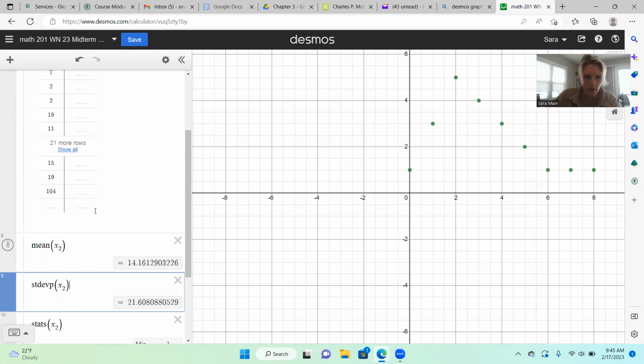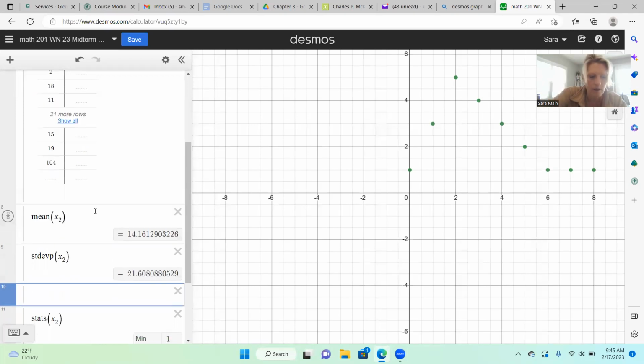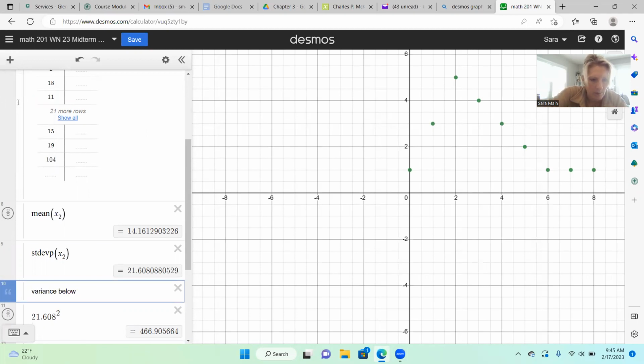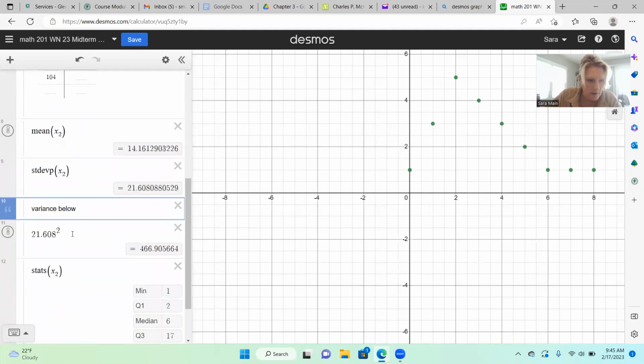And the variance, we're going to have to take the 21.608 and square that. That gives us our variance. And I'm just going to make a note in here for that variance below. So our variance is the standard deviation squared. That's sigma squared is 466.906. I'll show my paper once we get some of these things jotted down.